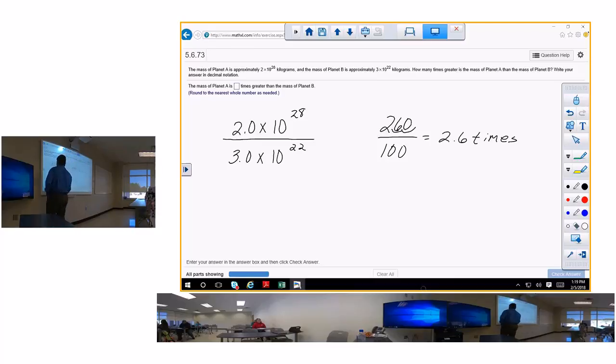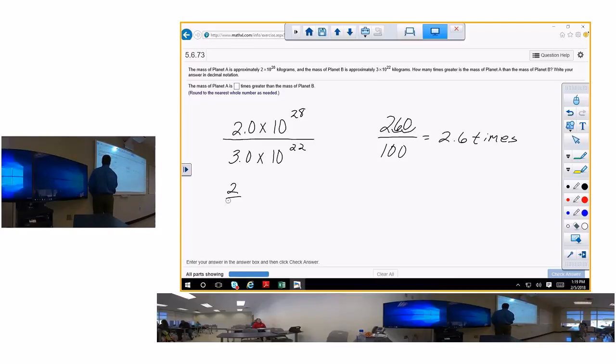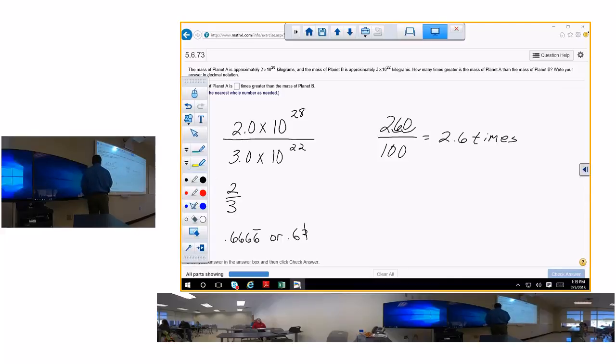This one would be 2/3, which is point what? 67. Just repeating. So we'll just say 4.67. And if you take a lot of math courses, you're going to find out that 2/3 is 0.67. You're going to memorize it. And then what is 28 minus 22? 6. Times 10 to the 6th.